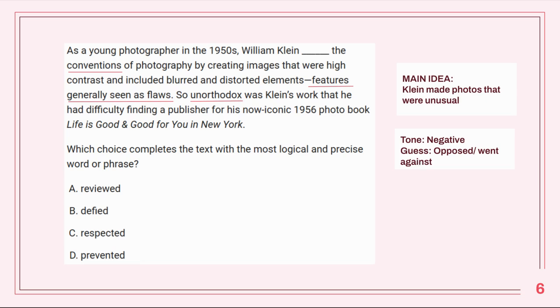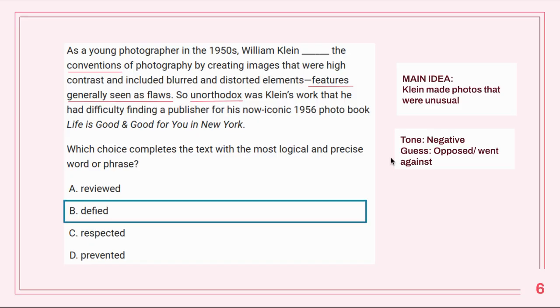So if I had to see which word worked best, take a second. I'd say it's defied. So pretty much what we said, defied means defying, going against the conventions. That's pretty much what he's doing. Let's look at the other answer choices.